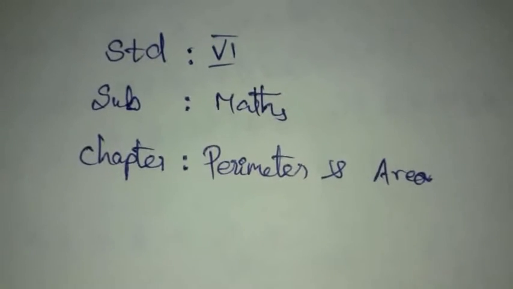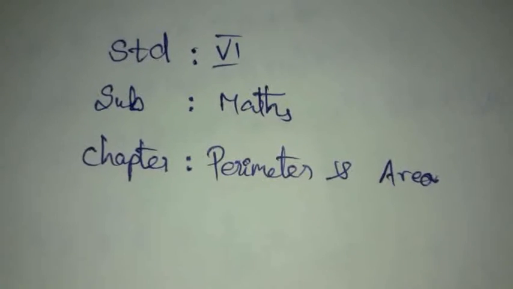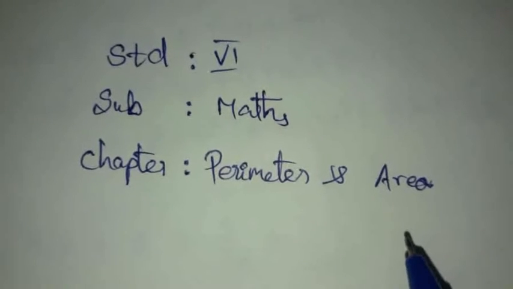Hello students, today we are going to see chapter 3, perimeter and area. For example, we take a rectangular box. You have to know where the area is here. Area is the surface occupied by the closed region.